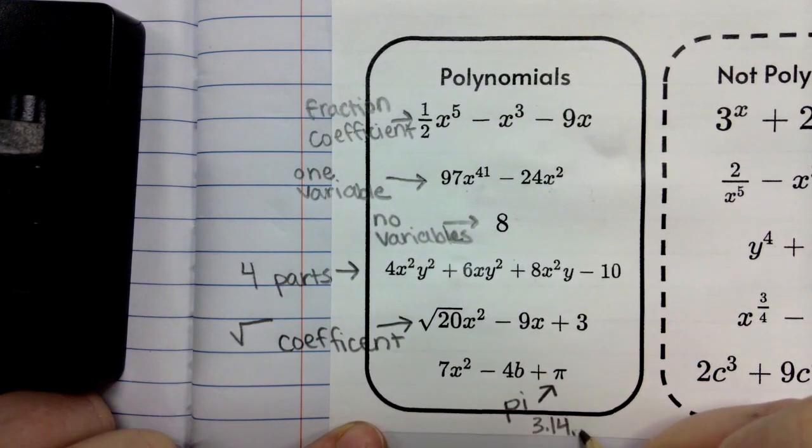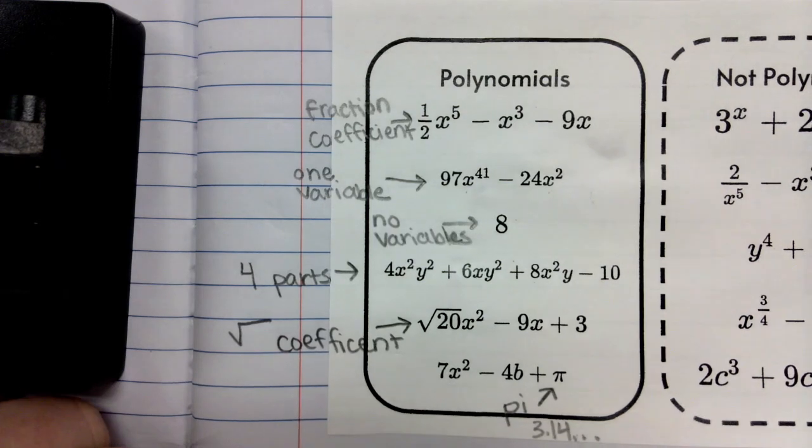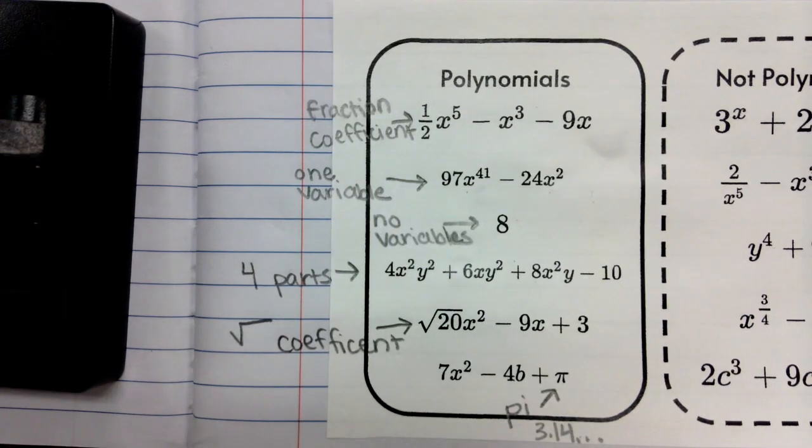Alright, what's the next thing that we see that we don't like in that next one? The square root, which a square root was okay over here. What makes this square root different? Yeah, what's in the square root? A variable. So in this one, we cannot have a square root of a variable. So no square root with a variable.